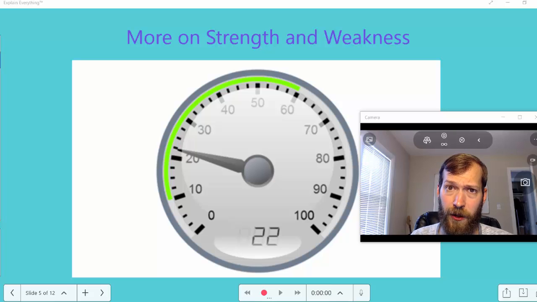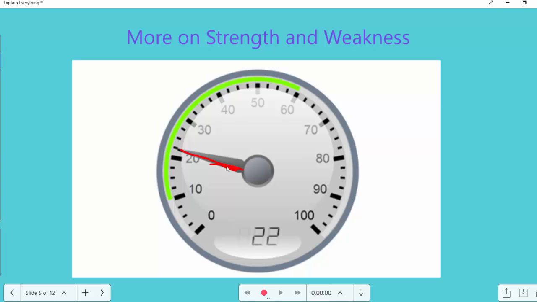With inductive arguments, because it's probabilistic, we end up having arguments with their strength coming in degrees. So I have this, I guess what is a speedometer here, that goes from 0 to 100. Let's ignore this part, and ignore this green part. I just want you to pay attention to the 0 to the 100.